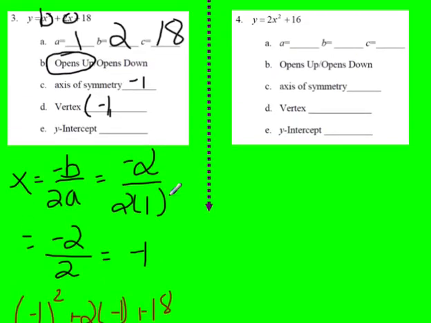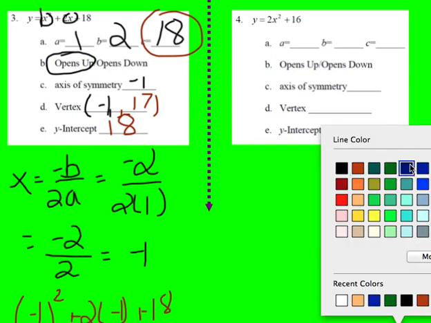So then you end up with 17. So your vertex is at the point -1, 17. Last but not least, your y-intercept comes from the c value, which is 18. So that's your final answer for number 3. Let's take a look lastly at number 4.